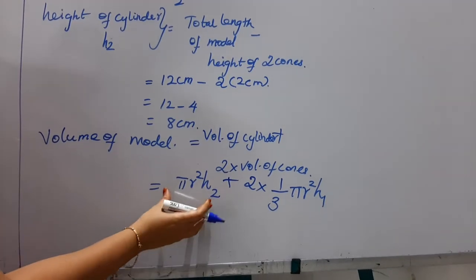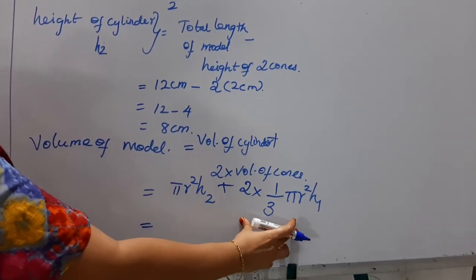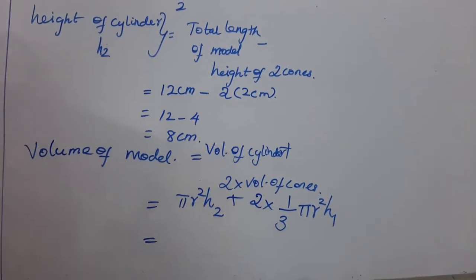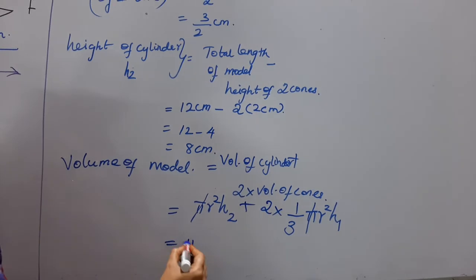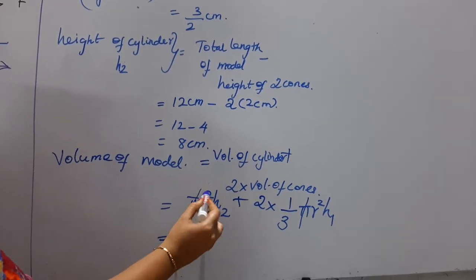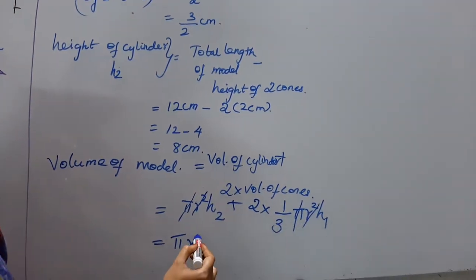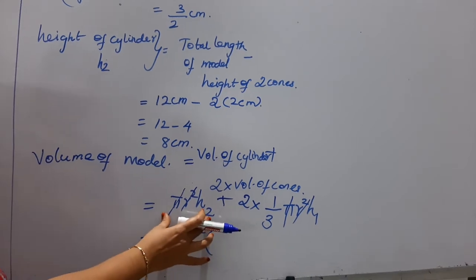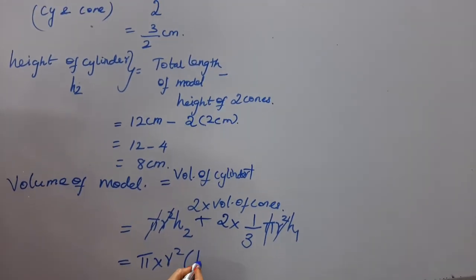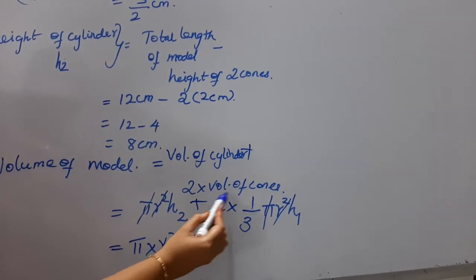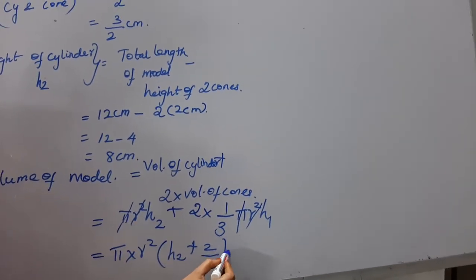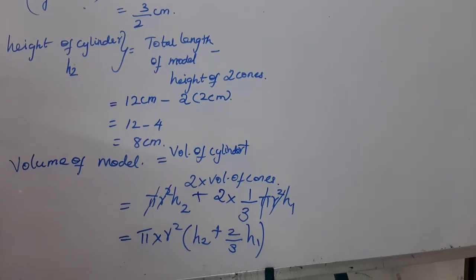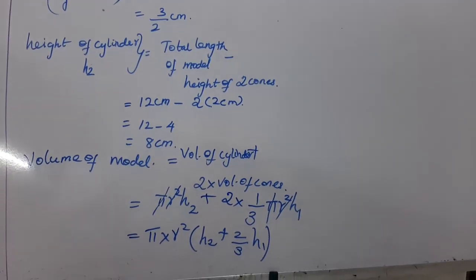Now what do we have? Two terms. One is the volume of the cylinder, the other is the volume of the cone. What is common in both? Pi is common, I took pi out. Radius is common, that also I am taking out. So in the first term, what is remaining? Height of the cylinder is remaining, and in the second term, 2 by 3 into the height of the cone is remaining. Now substitute the values for all the dimensions here.